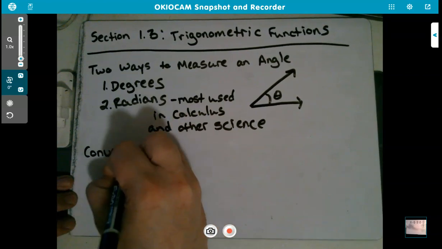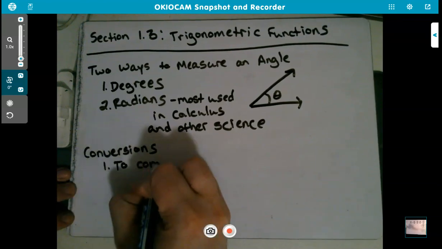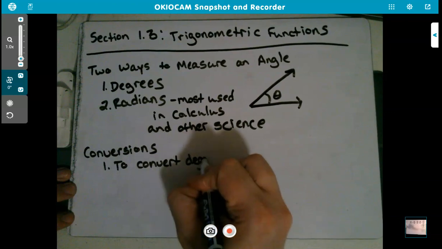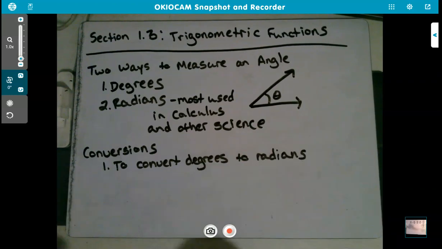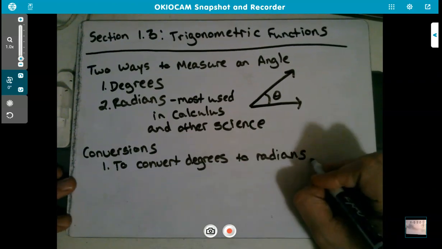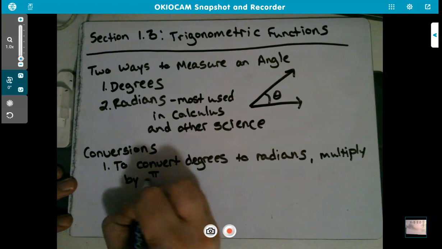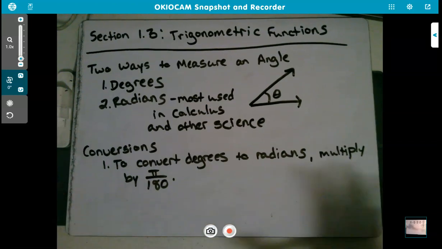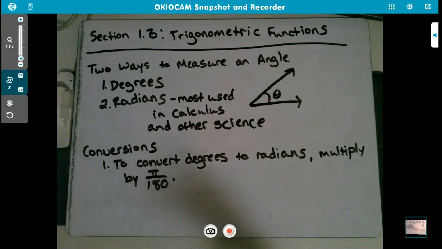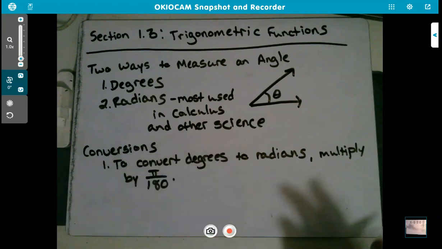Let's talk about some conversions between degrees and radians. So first things first, to convert degrees to radians, if you have degrees, how I change it to radians is I multiply by pi over 180. Remember in the recording for section 1.1, I said that if you ever see pi, just leave that as pi, okay? I meant this right here. So like pi, we are just going to leave that as pi, okay?